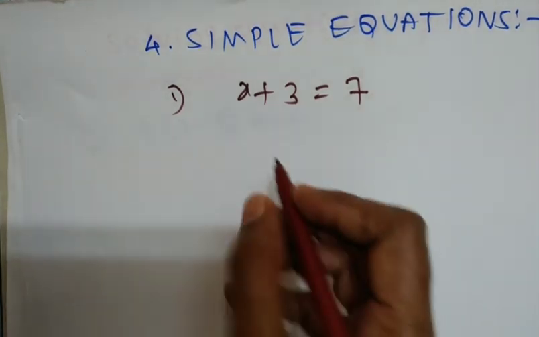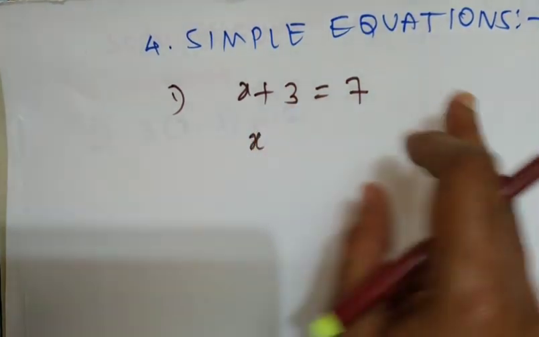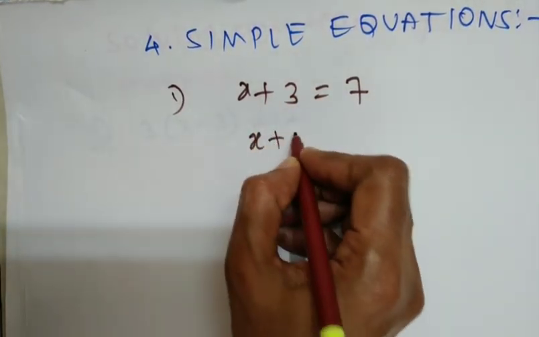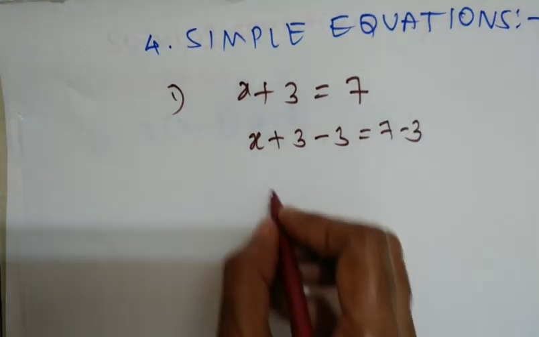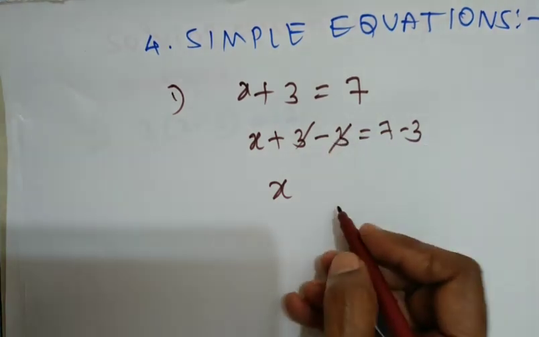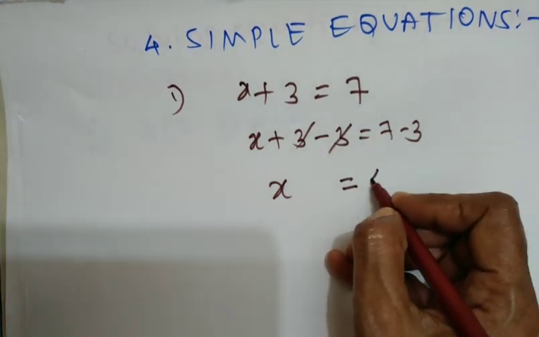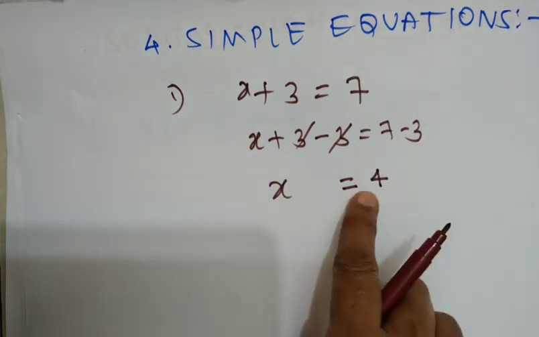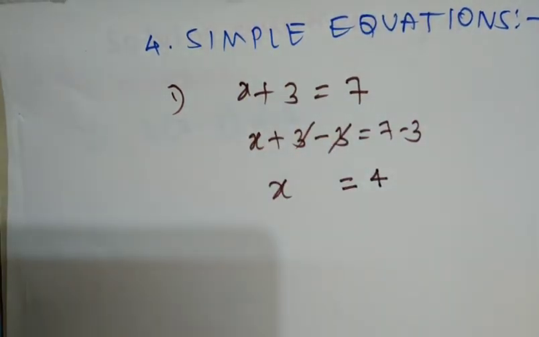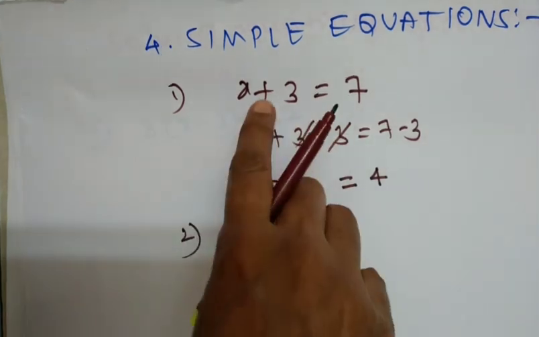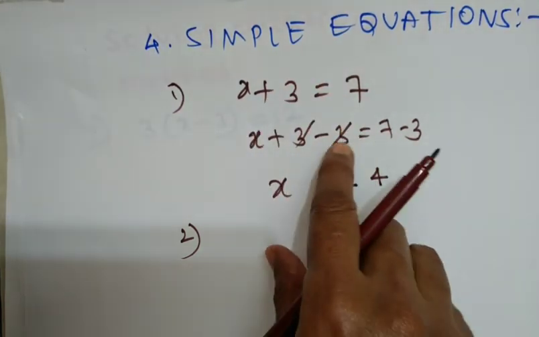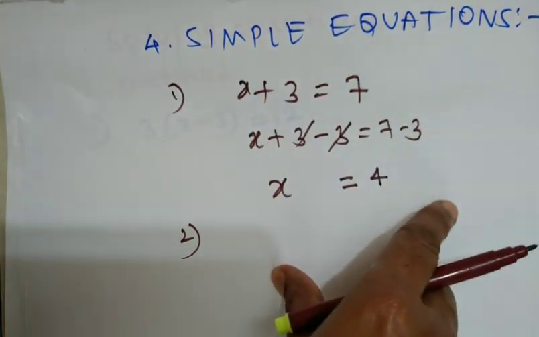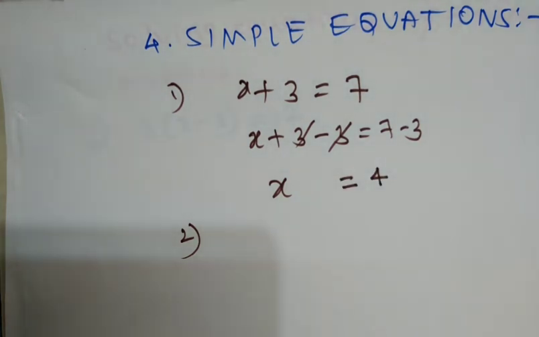See, x plus 3 is equal to 7. If it is addition, we have to subtract on both sides, isn't it? So x plus 3 minus 3 is equal to 7 minus 3. Now plus 3 minus 3 cancels, so only x will remain on the left side. So 7 minus 3 is equal to 4. So 4 is the solution of this equation. Now if addition is there, then we have to subtract. If subtraction is there, we have to add. If it is multiplication, then we have to divide. And if it is division, we have to multiply, isn't it?